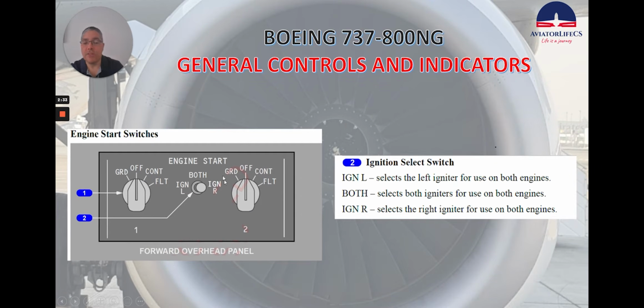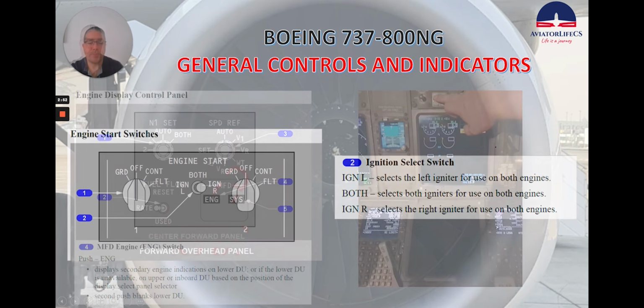Now we have the ignition select switch here. If we select left, it selects the left igniter for use on both engines. Both selects both igniters for use on both engines. And if we select right, it selects the right igniter for use on both engines.